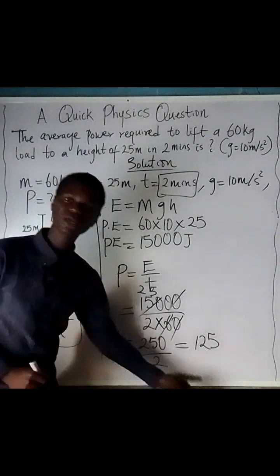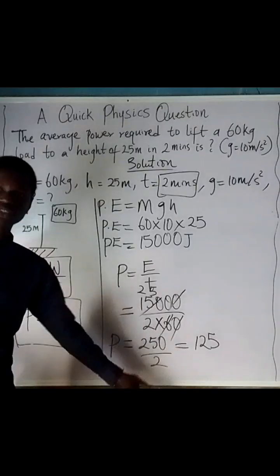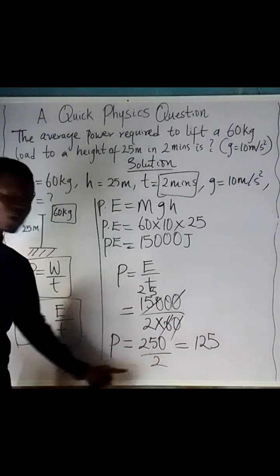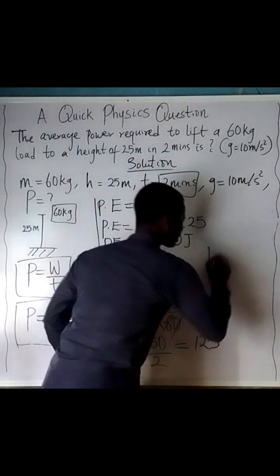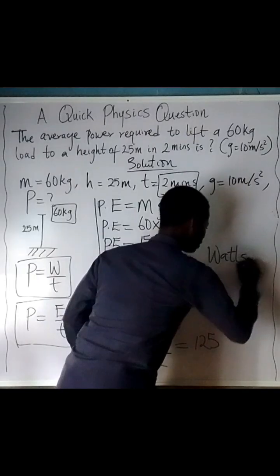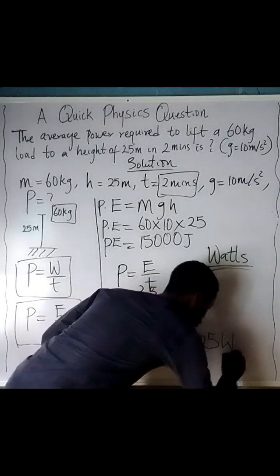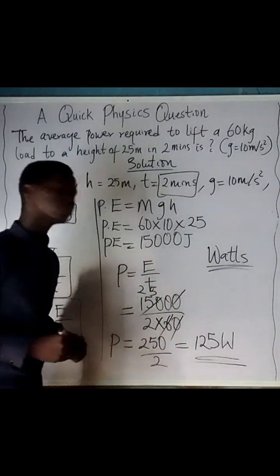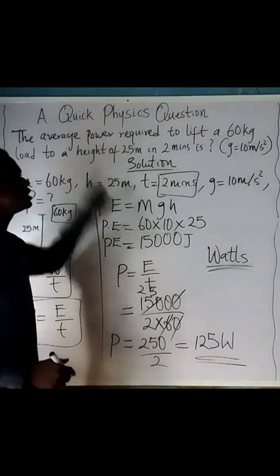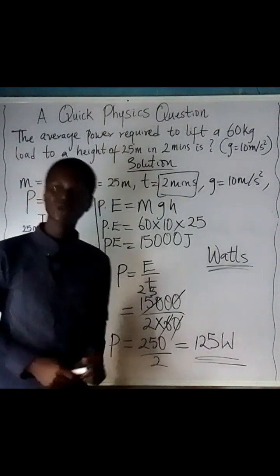But do we stop here? No. We have to reintroduce a unit. And the unit for power is watt, watts, and the symbol for it is capital W. So 125 watts is the average power for this very question.